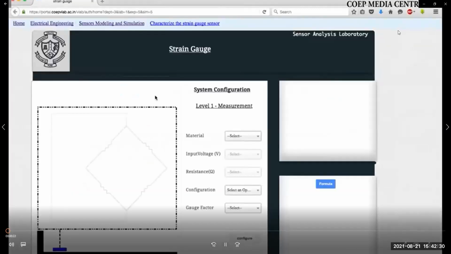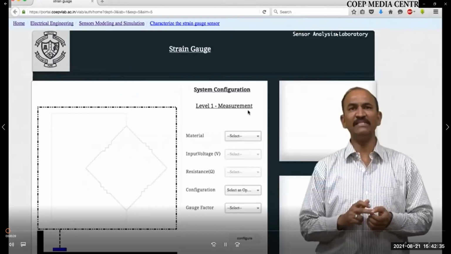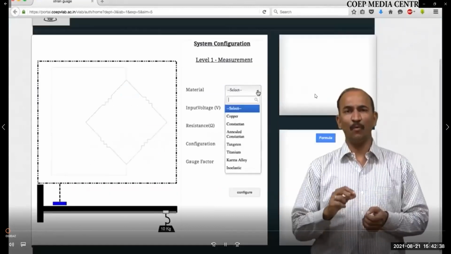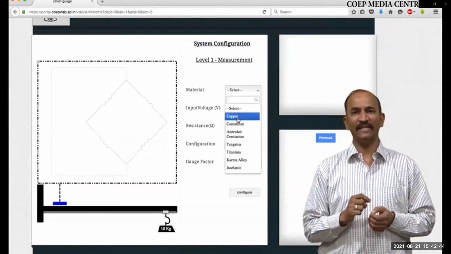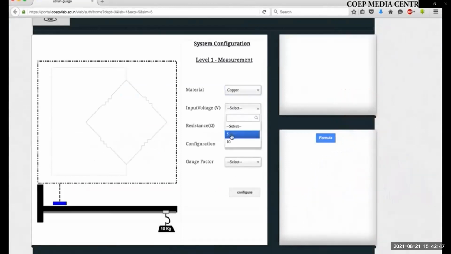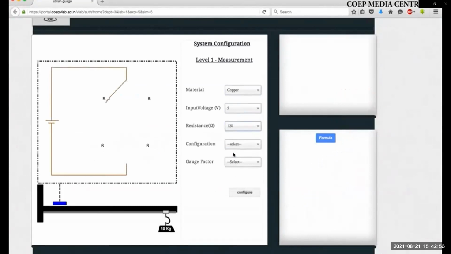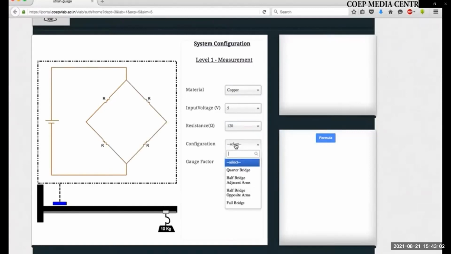Now in this experiment, you will have a lot of configurable parameters. This experiment is of two levels. In level 1, you select the material of construction of the strain gauge. For example, I have selected copper as the material. Input excitation voltage is 5 volt DC. The resistance which I have selected for the strain gauge is, suppose, 120 ohm. And there are 4 types of configurations you can have: quarter bridge, half bridge in adjacent arms, half bridge in opposite arms, and full bridge.